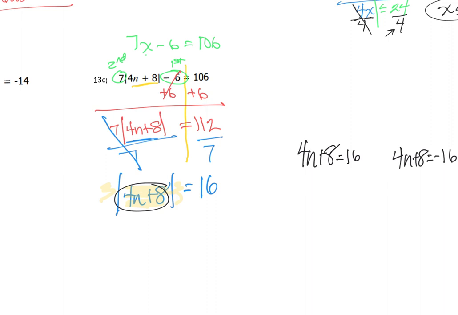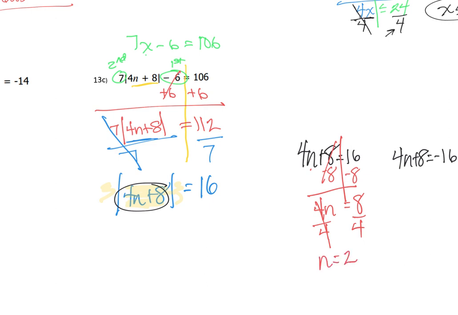Now we're solving for n. Okay, so find my equal sign. I need this two-step equation, isolate n. So first we're going to subtract 8 from both sides. So we have 4n is equal to 8, and then we divide by 4. So one of our answers is n equals 2.